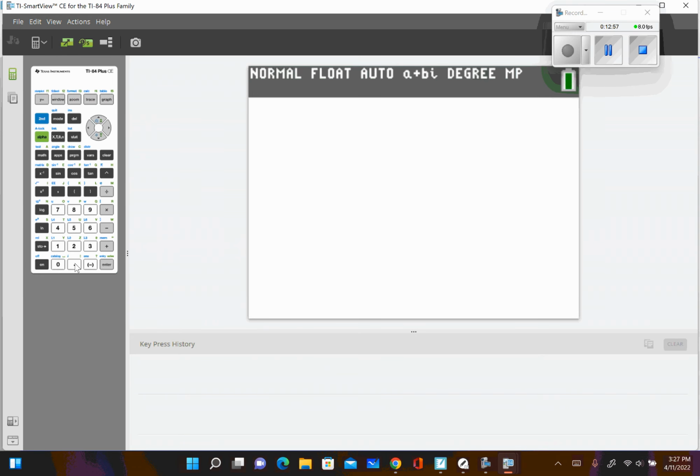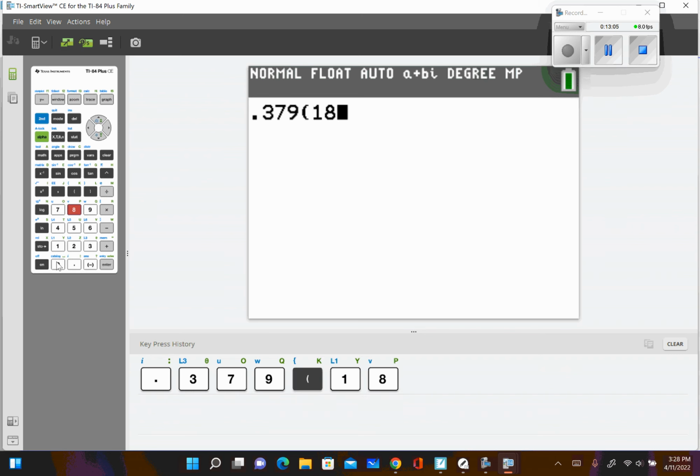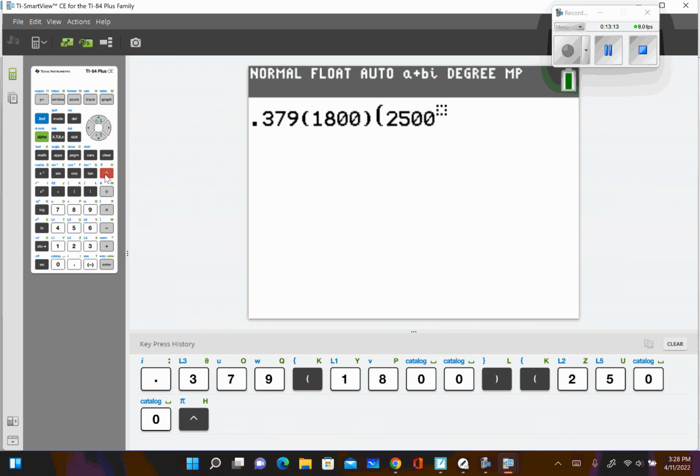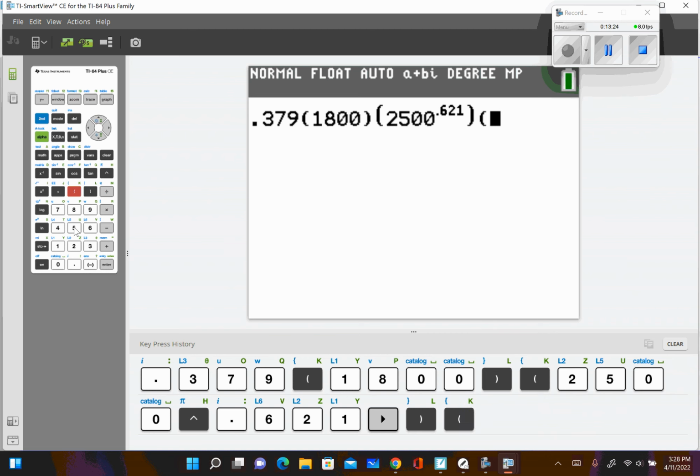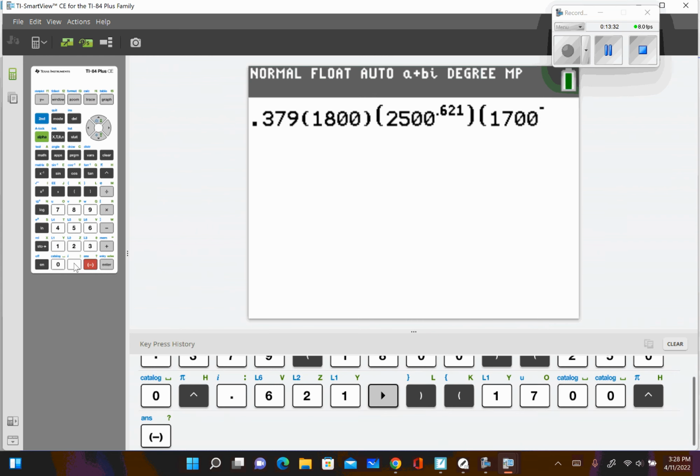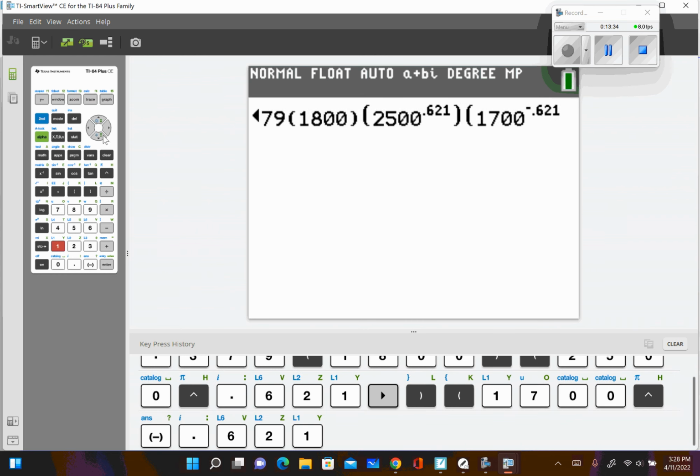So it's 0.379 times 1800 times 2500 raised to the 0.621 times 1700 raised to the negative 0.621.